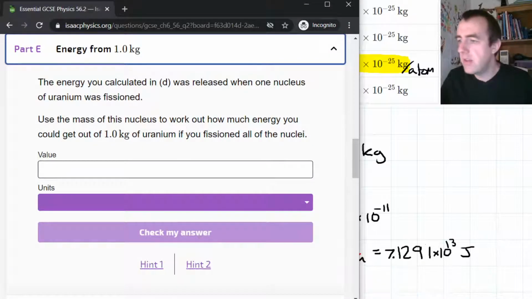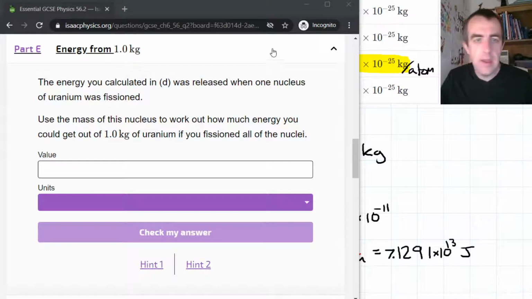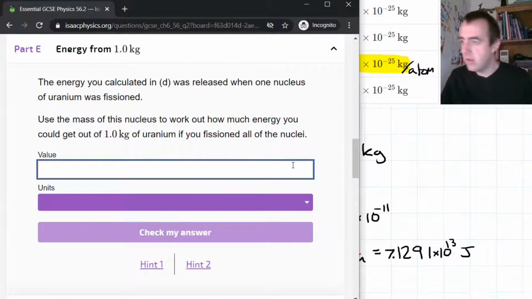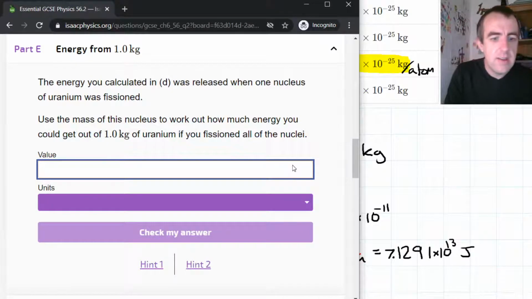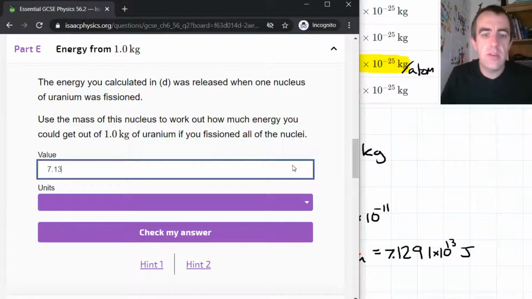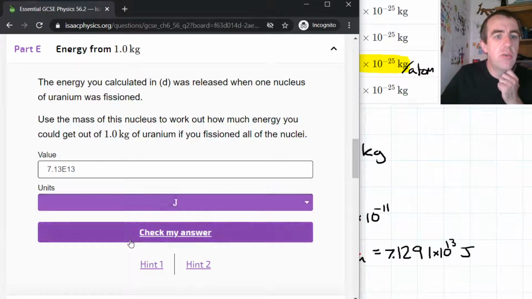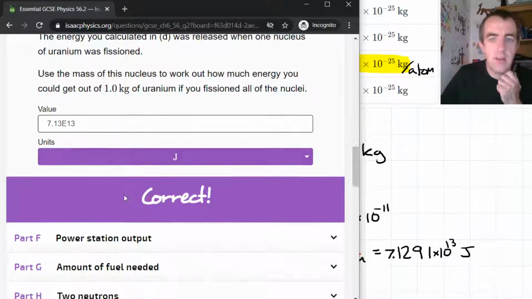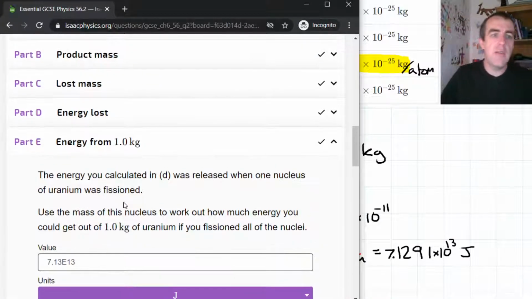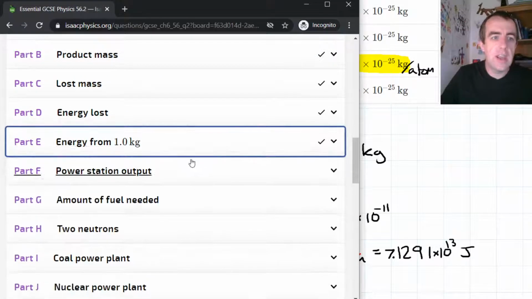So we can enter that into the website and see what it says. And I can see it on the bottom of the screen, which is going to make this a little bit easier. 7.13, let's say. Let's do it to 3 significant figures. Energy is measured in joules. Check answer. Correct. Okay, so far so good. We're half an hour in. We've got the energy for a kilogram.